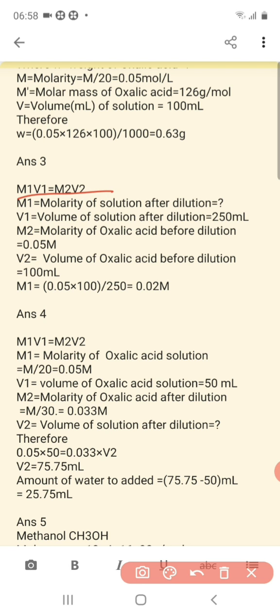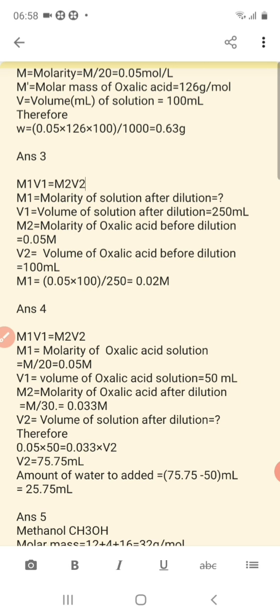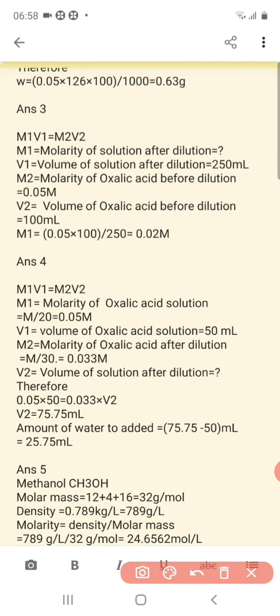M1V1 is equal to M2V2, where M1 is the molarity of the solution after dilution and V1 is the volume of solution after dilution, that is equal to 250 ml, 150 ml plus 100 ml. Now M2 is the molarity of oxalic acid before dilution, and that was given as M/20, that is equal to 0.05 molar solution.